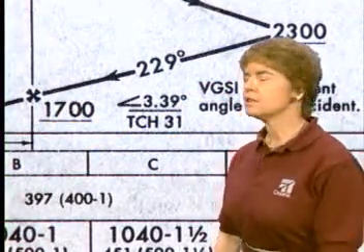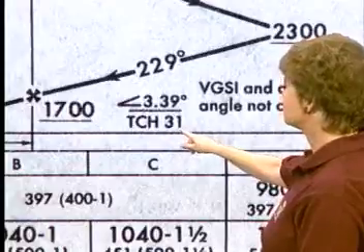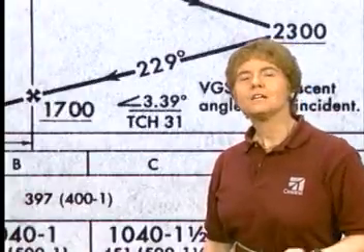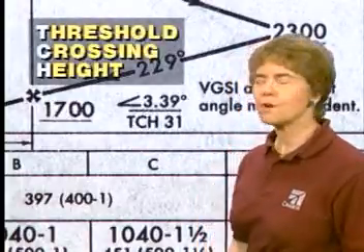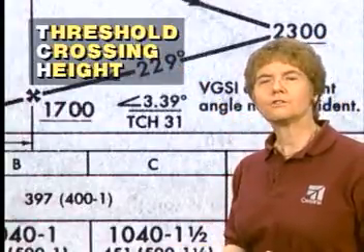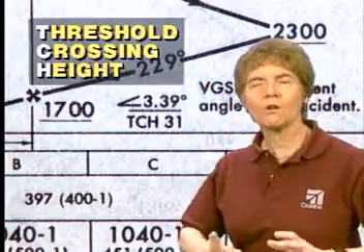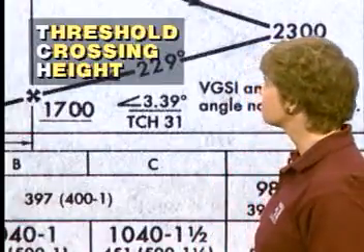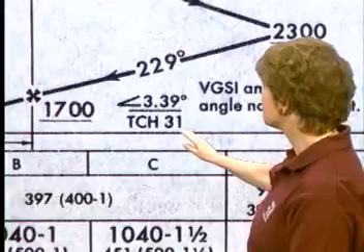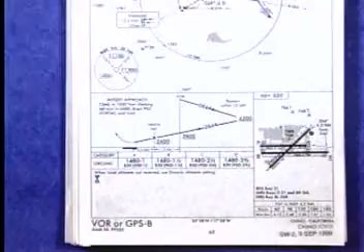Now, just below the approach angle, look at the notation TCH 31. No, it does not tell you that number 31 just scored a touchdown. TCH stands for threshold crossing height, and in this example, it tells you that if you flew the approach angle all the way from the final approach fix to the runway, you would cross the threshold 31 feet above it.